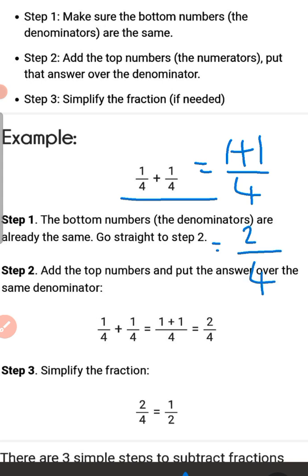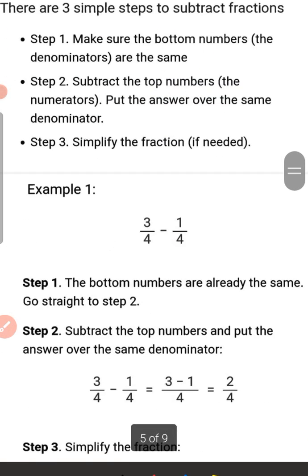We can simplify 2 by 4 as 1 by 2 because 2 is common in 2 and 4. So divide 2 and 4 by 2, we will get 1 by 2 as our answer. So when we are adding two like fractions, follow the steps. Check the denominator first. If the denominators are the same, add the numerators and put the answer over the denominator. Simplify the fraction if needed.